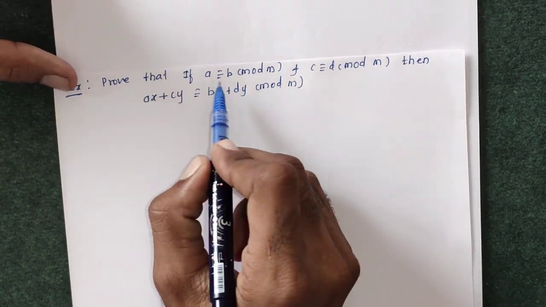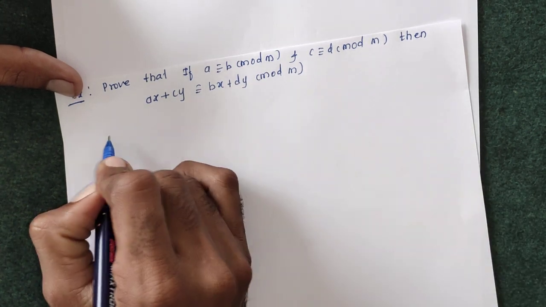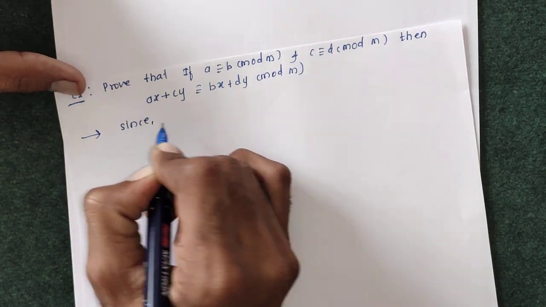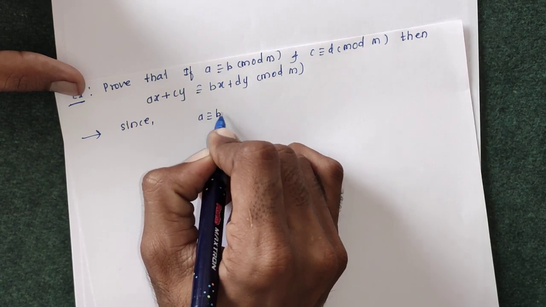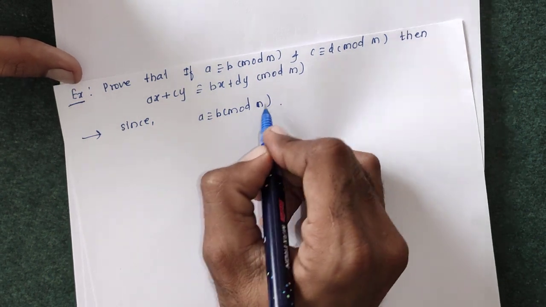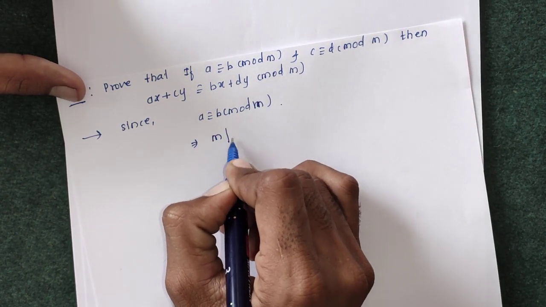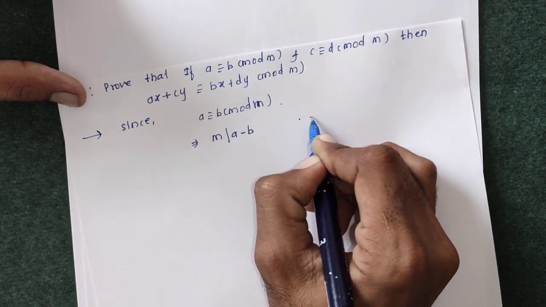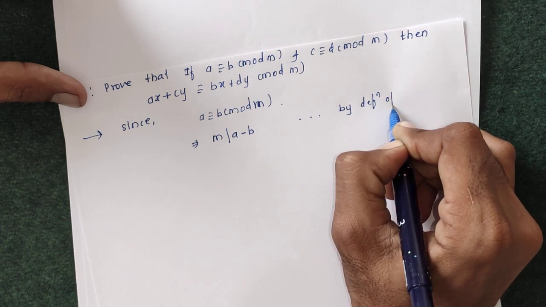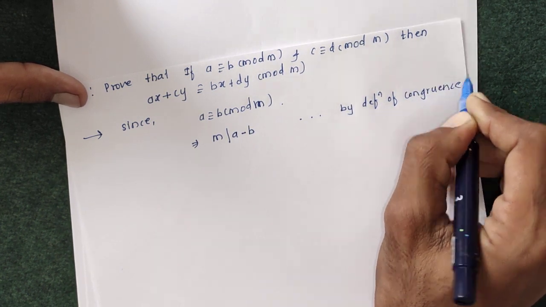So we have given that A is congruent to B mod m and C is congruent to D mod m. Since in the solution we have given that A is congruent to B mod m, so by definition of congruence it gives us m divides A minus B. This is by using the definition of congruence.